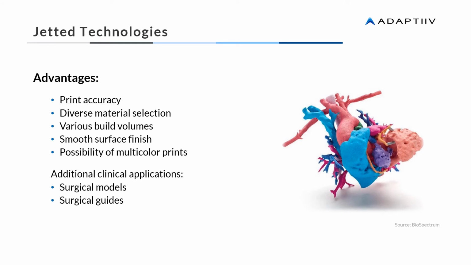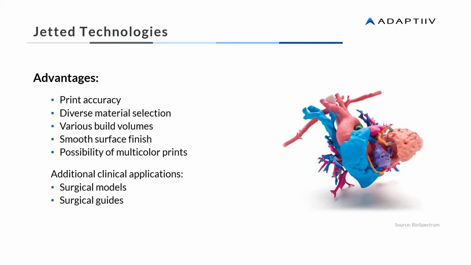Using jetted technology has a number of benefits. First, it's highly accurate and has very high resolution, with advertised dimensional accuracy of plus or minus 0.06%. There is a wide selection of materials, including a flexible material with variable softness and biocompatible materials. Jetted printers come with various build volumes, enabling different applications according to the specific needs of a clinic.